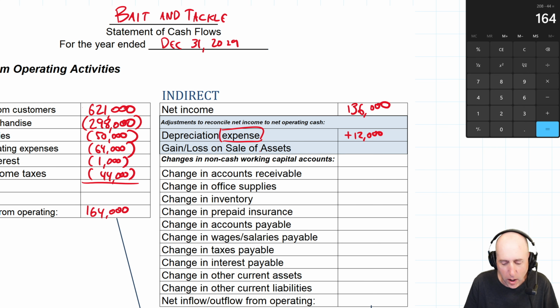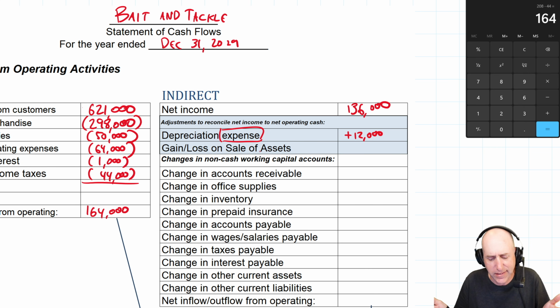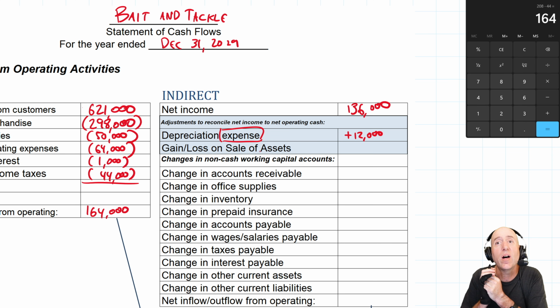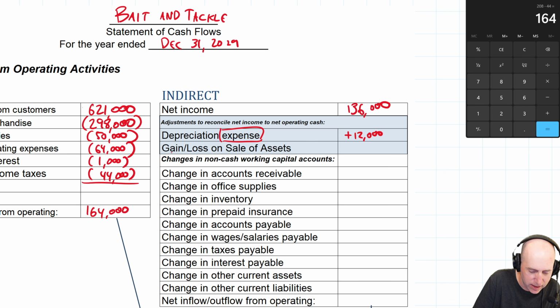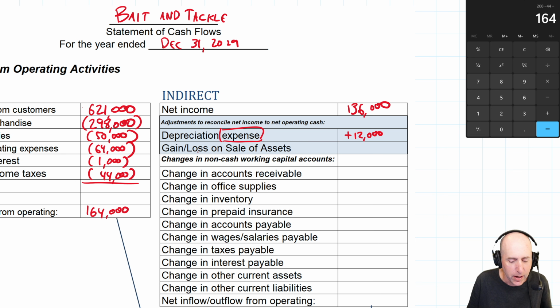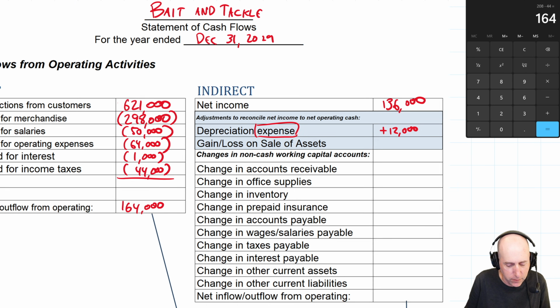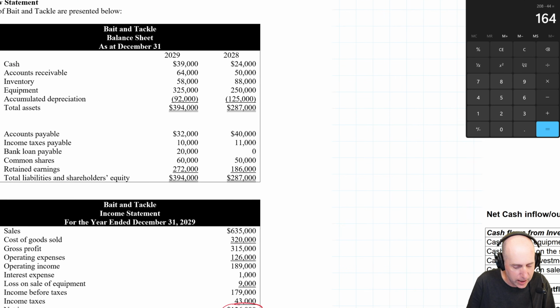So here, gain loss on sale of assets. Well, when I sell assets, yes, it is a cash flow, but the reality is it's not an operating cash flow, and the gain or the loss doesn't belong here, right? So it's included in net income because gains and losses are revenues and expenses, but it needs to be taken out. So if it's a gain, again, it's opposite day, minus it. If it's a loss, plus it. And again, it's the opposite of what your intuition might say to do with a gain or a loss.